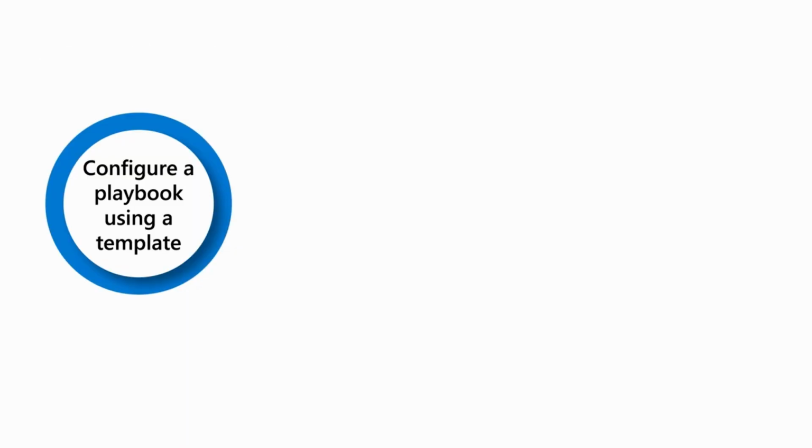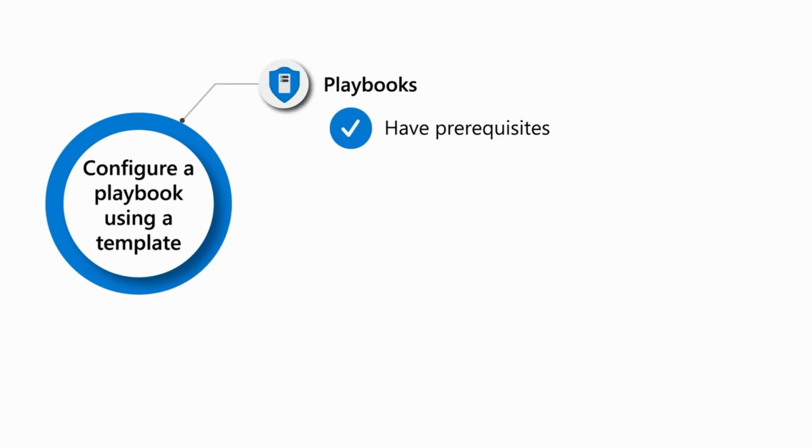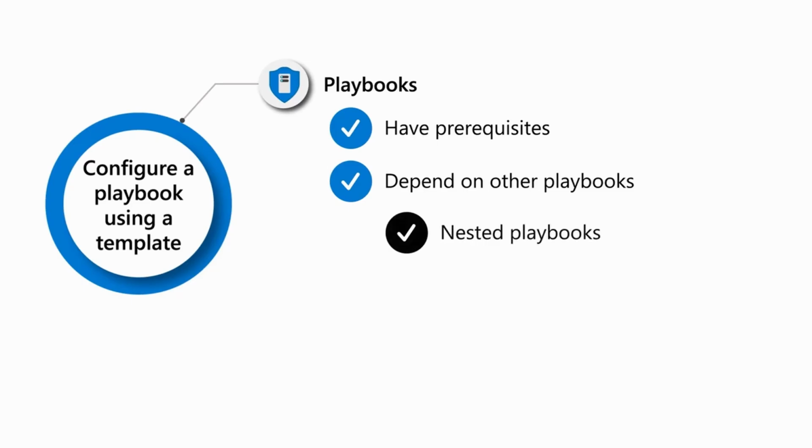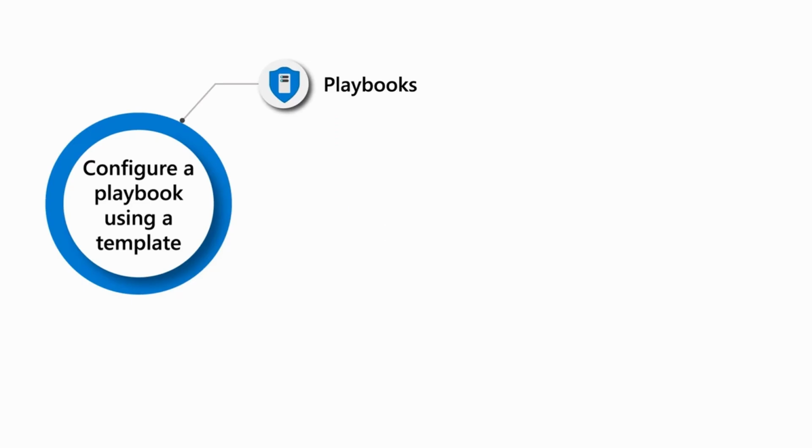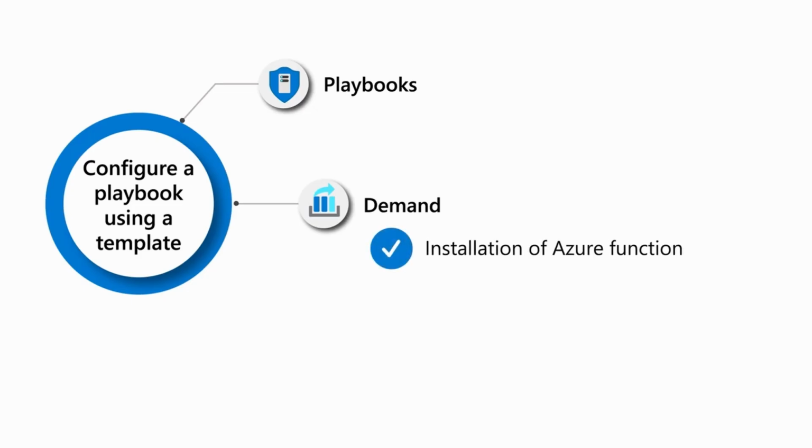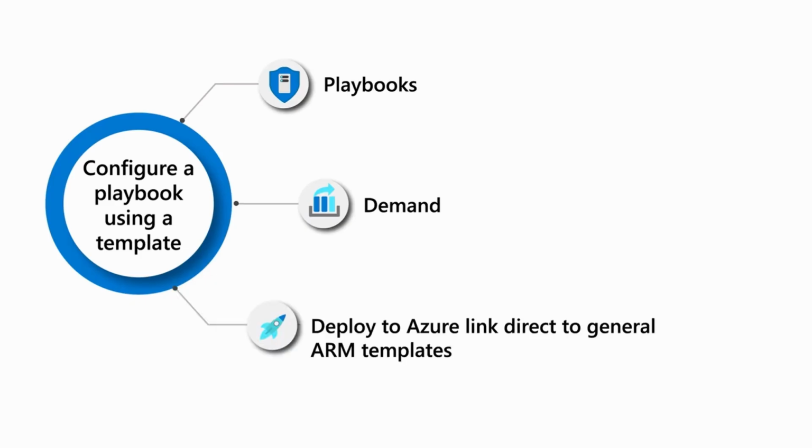How do you configure a playbook from an existing template? It is important to note that the playbooks have prerequisites to follow. Certain playbooks depend on other playbooks for their actions. These playbooks are known as nested playbooks. However, certain playbooks demand the installation of an Azure function or a customized Logic Apps connector. Hence, a Deploy to Azure link will direct you to the general ARM template deployment procedure to fix this.